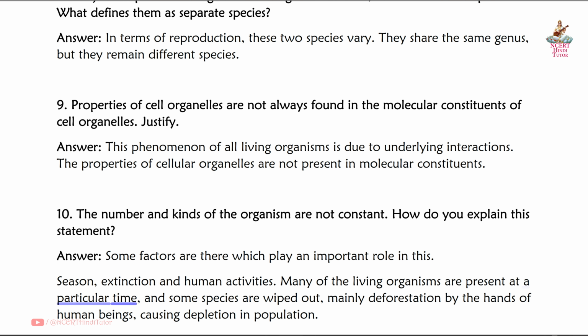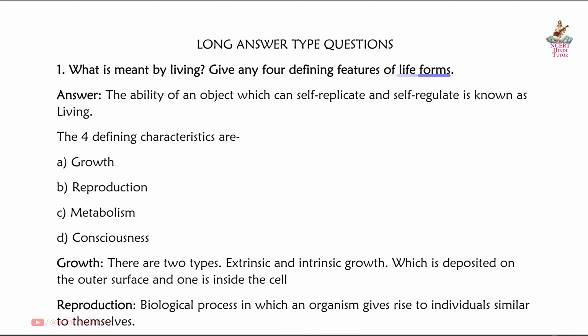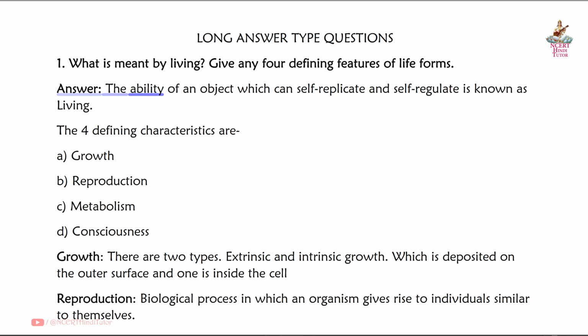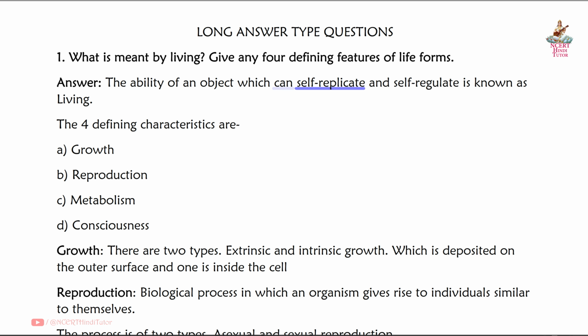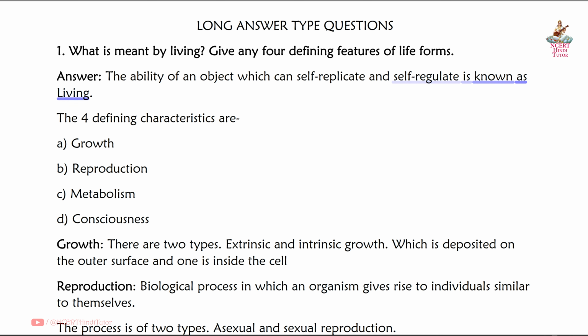Long answer type questions. 1. What is meant by living? Give any 4 defining features of life forms. Answer: the ability of an object which can self-replicate and self-regulate is known as living.